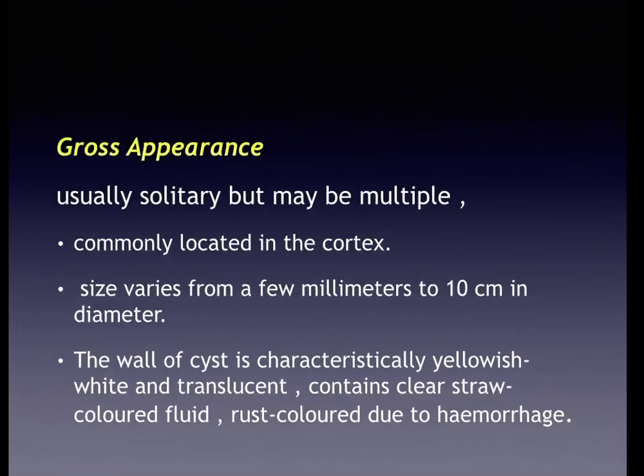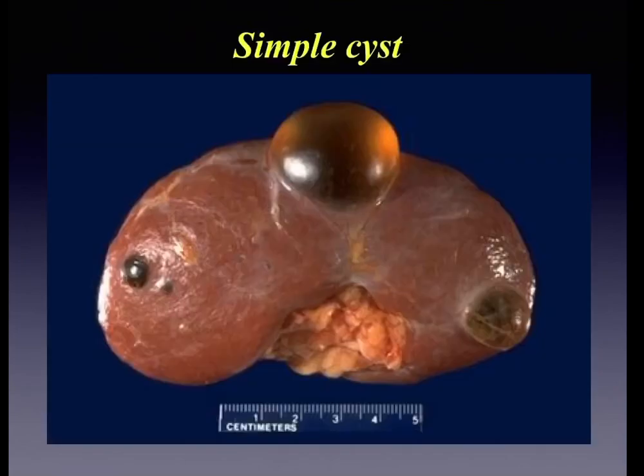They can be translucent and contain clear straw colored fluid. In case it is complicated by hemorrhage, the fluid can be rust colored. So this is how the gross appearance of a simple renal cyst looks.